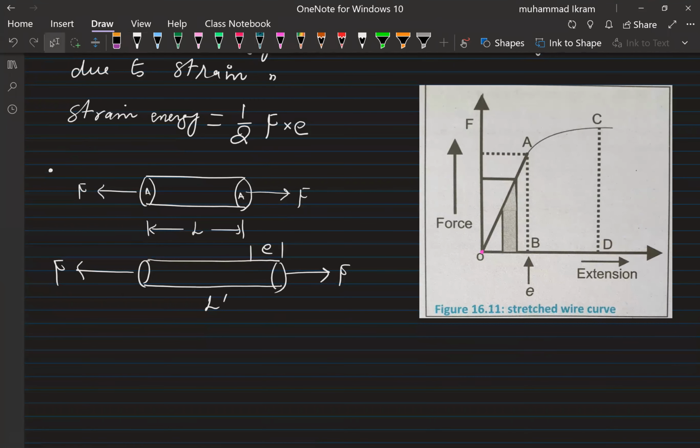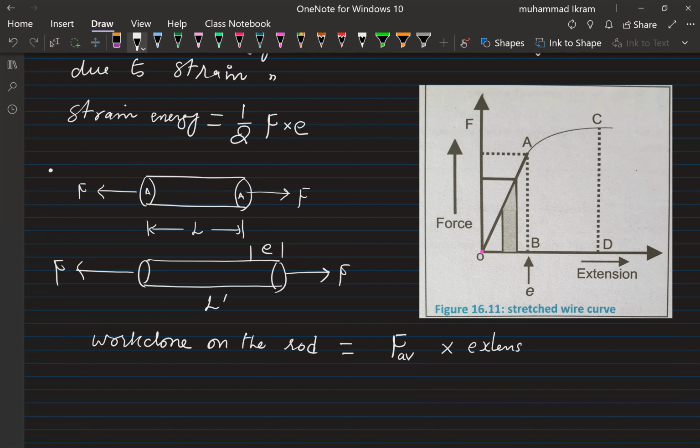So we know the work done in stretching the wire. Now the work done on the rod while stretching it is equal to what? This work done is equal to the average force into the extension produced in the body. This extension is the displacement, the extension or elongation produced in the rod.